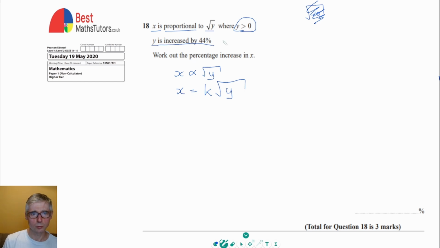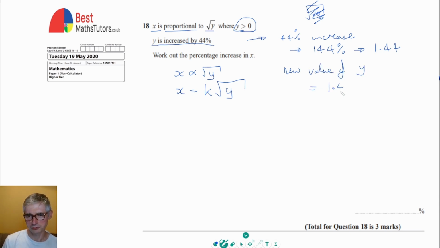Now we're told that y is increased by 44%, and it's very useful in lots of situations to know that a 44% increase would mean that now, if you've increased something by 44%, what you've now got is 144%. And if we were to write that as a decimal, that's 1.44. So that means the new value of y is equal to 1.44 times the original value of y.